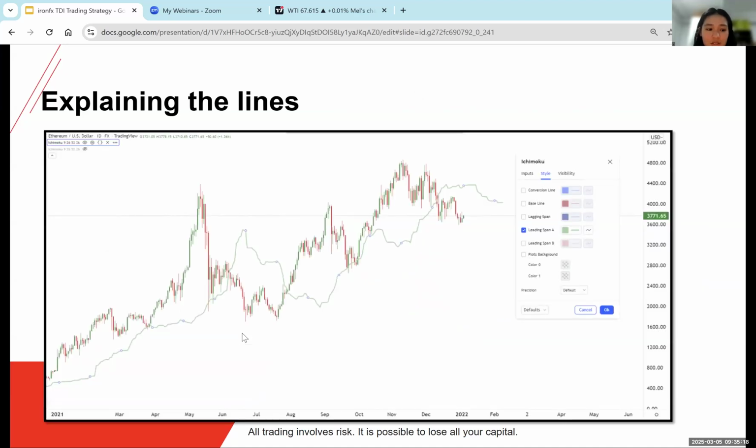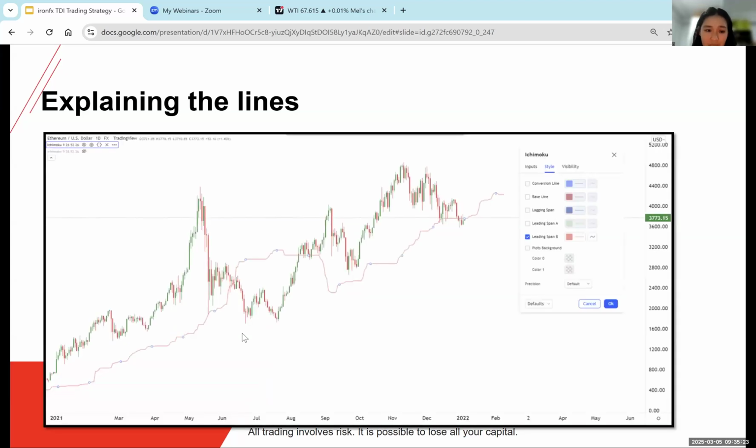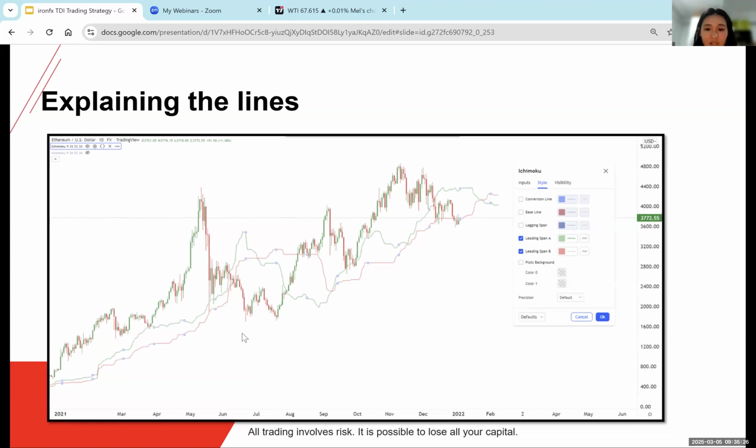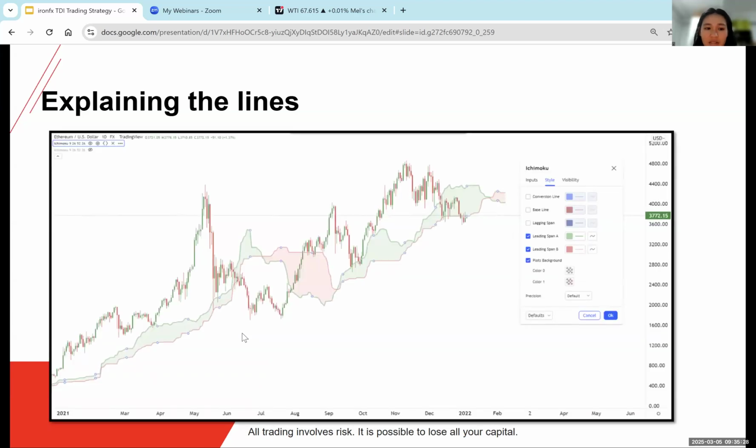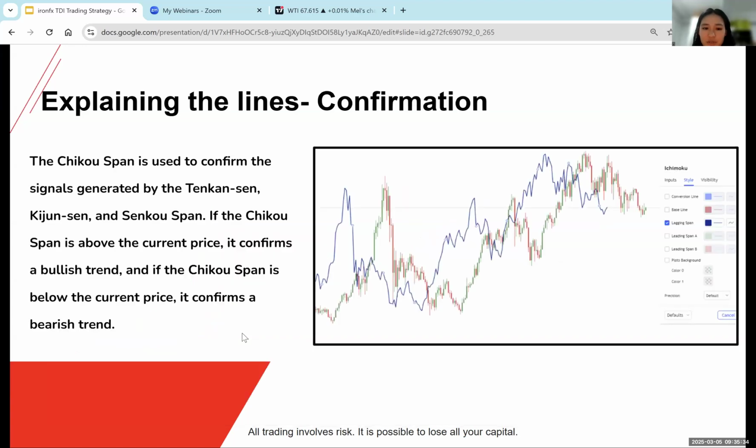Okay, so let's talk a bit about the lines. So we have the leading span A and leading span B. These basically outline the cloud, which is arguably the most important factor of your Ichimoku. Okay, so the Chikou span is used to confirm the signals generated by the two lines that we talked about earlier and the Senkou span A and B. If the Chikou span is above the current price, then it confirms a bullish trend. And if the Chikou span is below current price, it confirms a bearish trend.